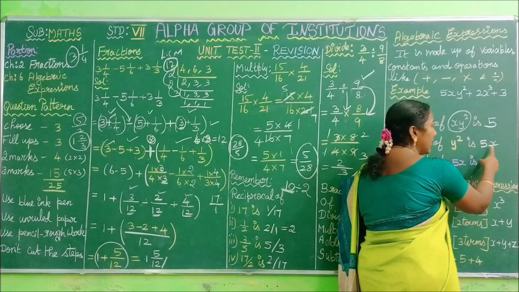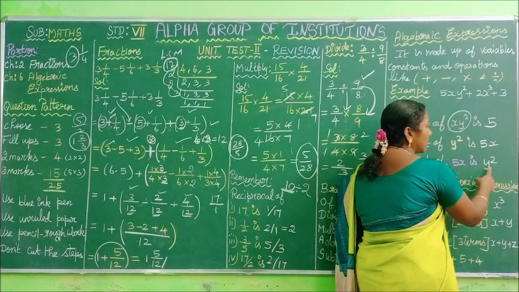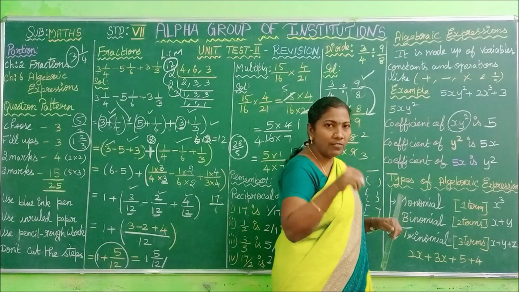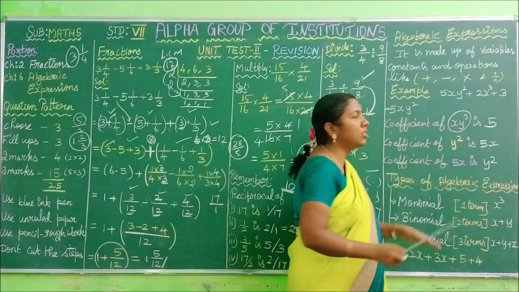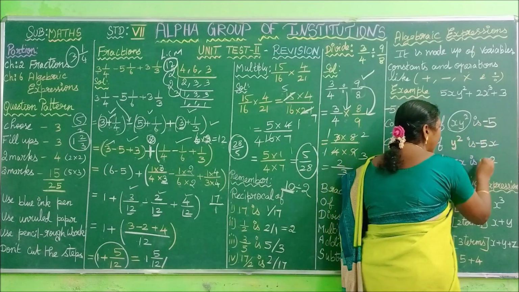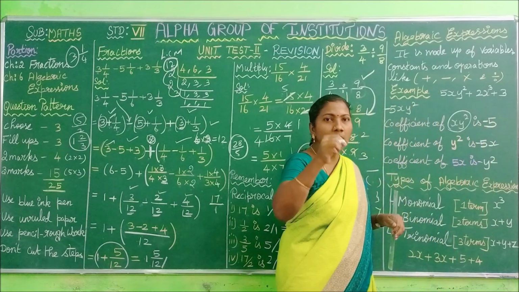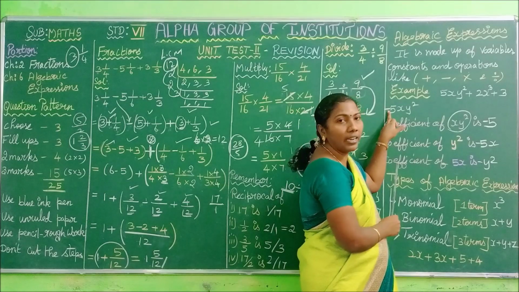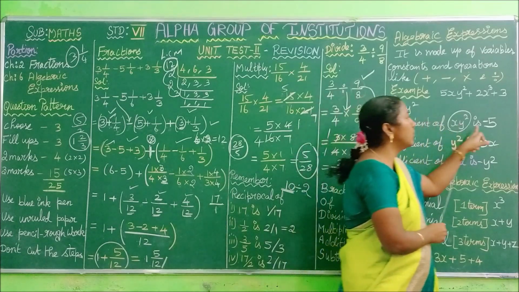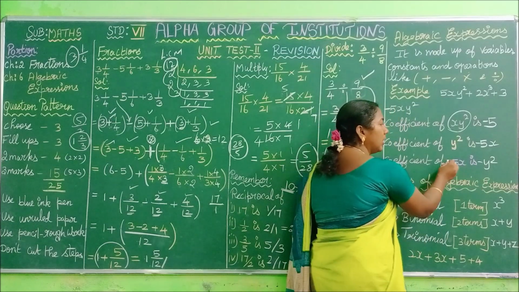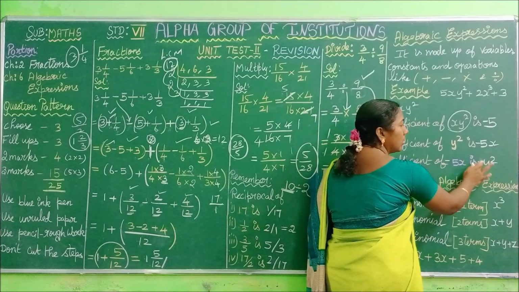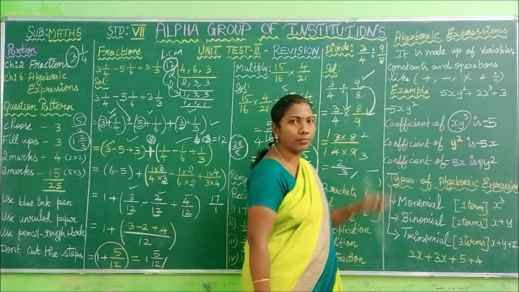Coefficient of y square is 5x. Coefficient of 5x is y square. Suppose if the given term contains minus, then while you are writing the coefficient you must include the symbol minus for every term. Do you understand, children? Suppose in the question the term contains the symbol minus, you must include the minus in the answer part. Suppose in the question they are not including the minus, then here you have to exclude the symbol minus. I hope you understand. Okay.